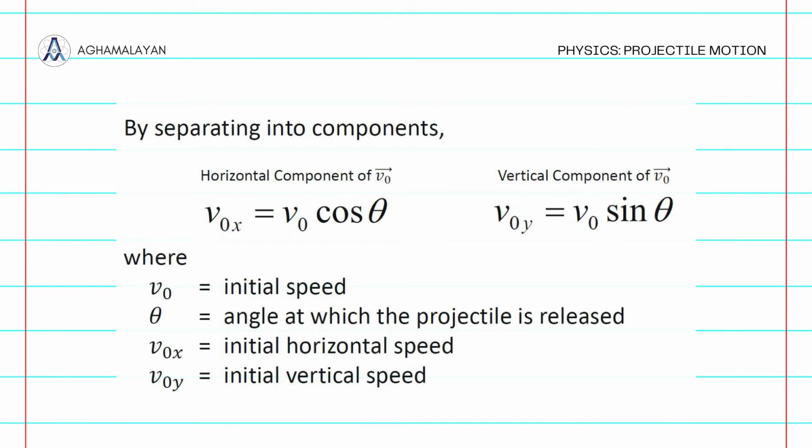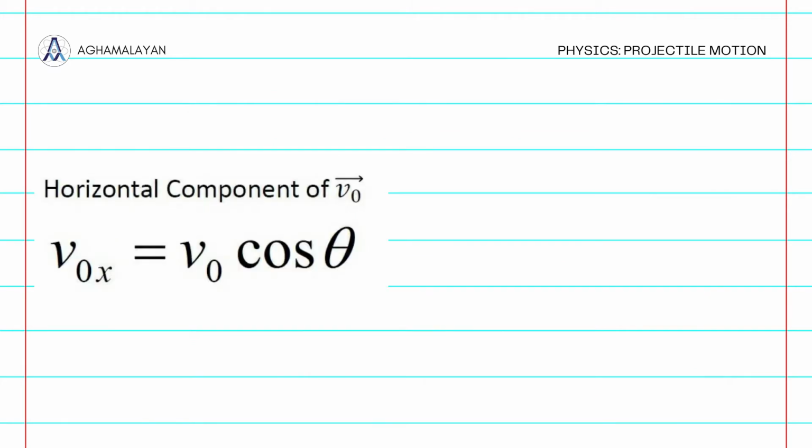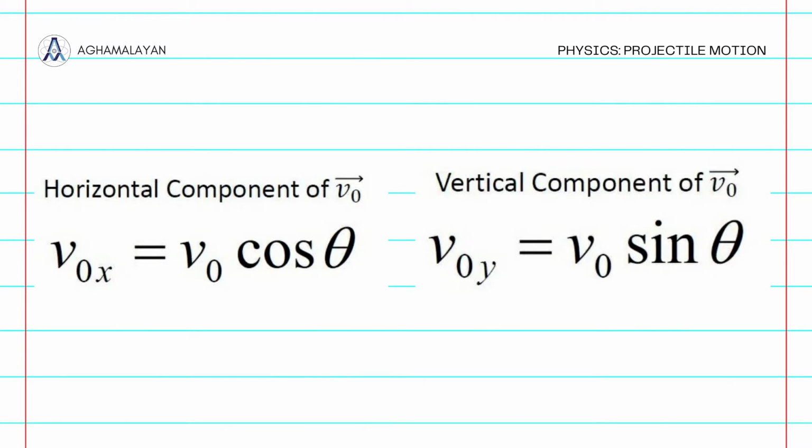So v0x will be the initial horizontal speed or the horizontal component, while v0y will serve as the initial vertical speed or the vertical component. It's just the same thing but with different wordings. Again, v0x is equal to v0 times cos theta, while v0y would be equal to v0 times sine theta.